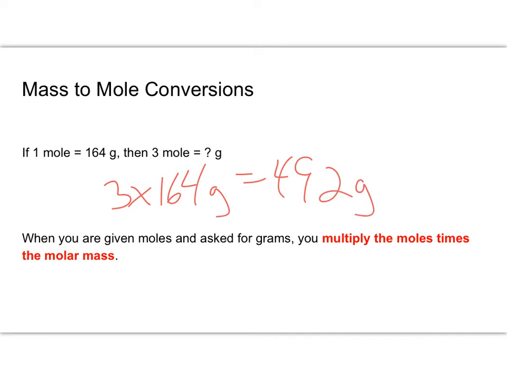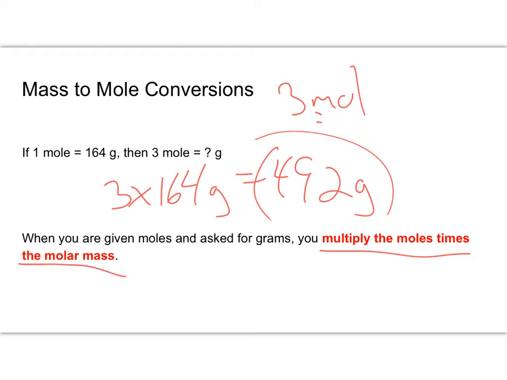492 grams. Okay, so 3 moles of sodium phosphate is equal to 492 grams of sodium phosphate. So when you are given moles and asked for grams, you multiply the number of moles times the molar mass. Okay, that's the process. Take the number of moles you're given, multiply by the molar mass, which you'll have to figure out if they don't give it to you.